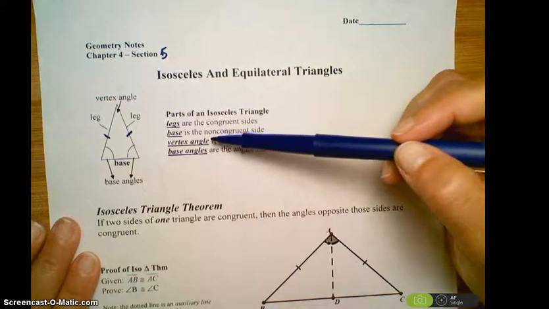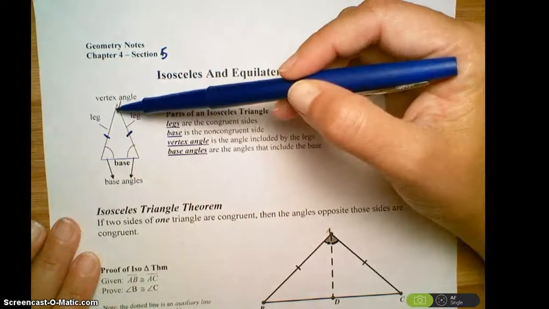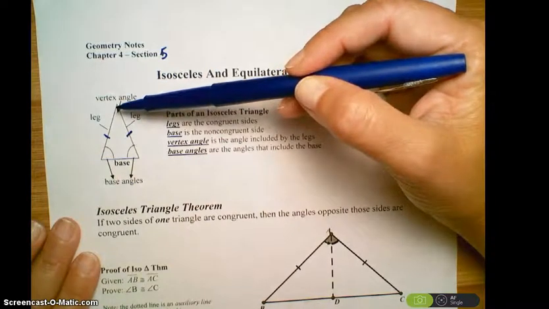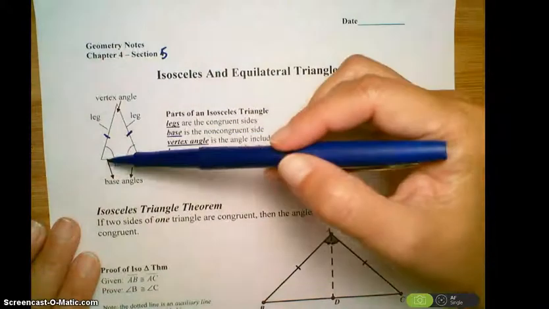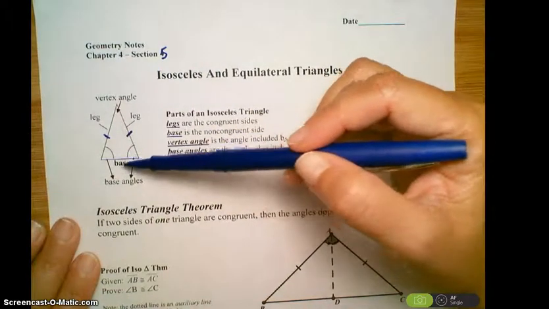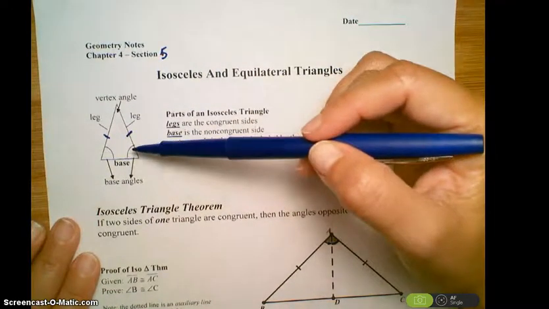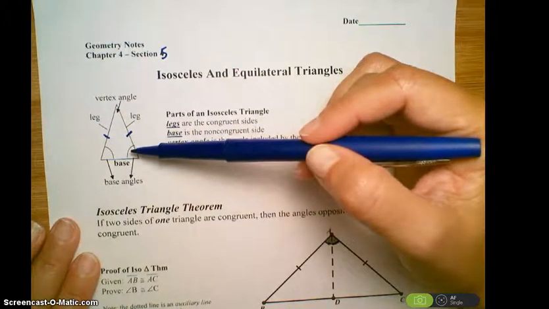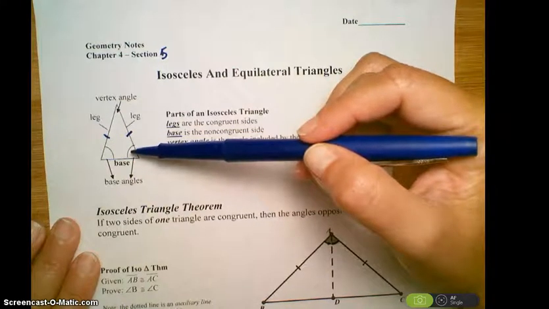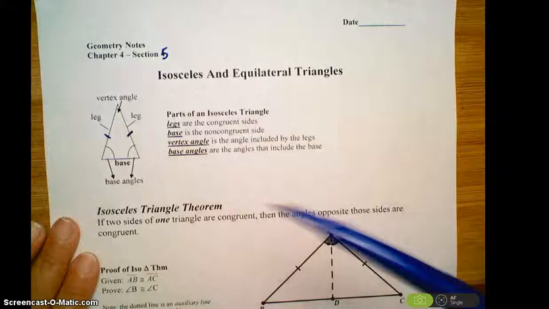The vertex angle is the angle included by the two congruent sides. And then the base angles are the angles that include the base. You could also say that the base angles are opposite the congruent sides. So that's another vocab description you can use.